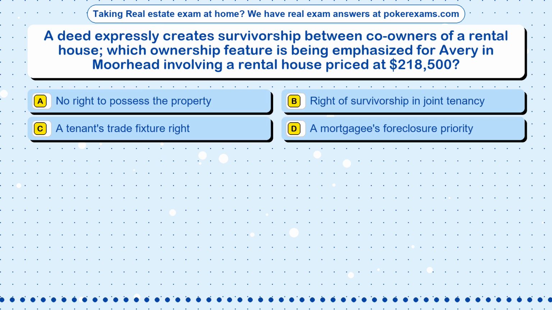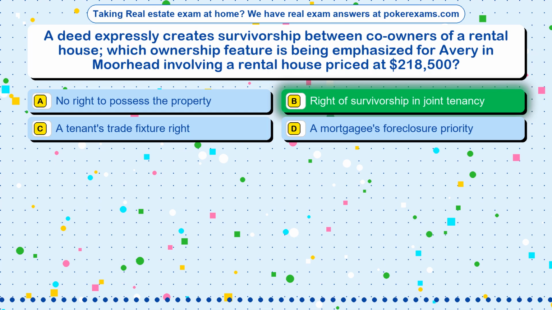Question 14. A deed expressly creates survivorship between co-owners of a rental house. Which ownership feature is being emphasized for Avery and Moorhead involving a rental house priced at $218,500? Option A, no right to possess the property. Option B, right of survivorship in joint tenancy. Option C, a tenant's trade fixture right. Option D, a mortgagee's foreclosure priority.